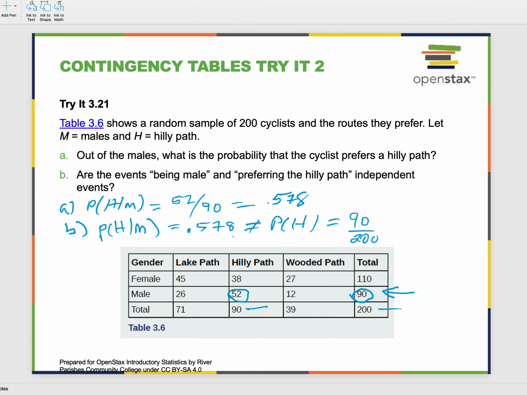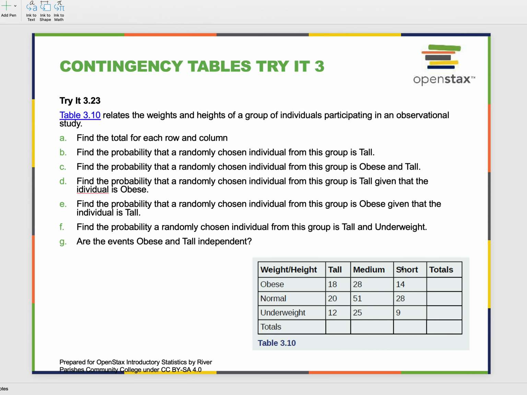Contingency table, try it too. Find a total in each row and column. I want you to do this yourself. What do we have? Weight: obese, normal, underweight; tall, medium, short. Add the totals of the columns. Find the probability that a randomly chosen individual is from the tall group. Well, what are you going to do? You're going to divide for A. We're going to divide that by that.